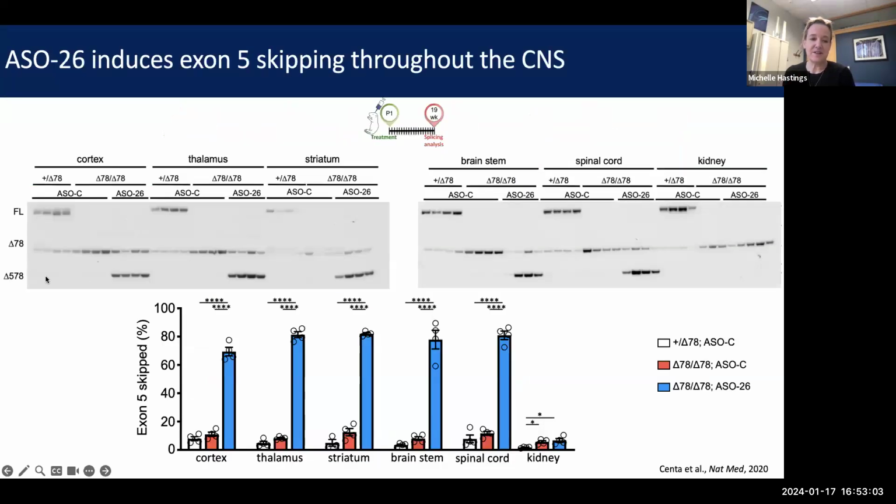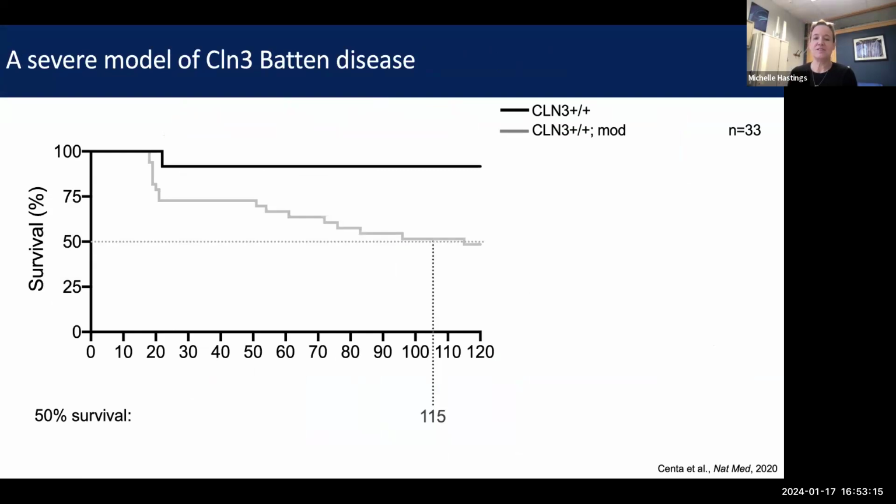And this is the RT-PCR of these different brain regions. You can see we get really good skipping here, and here it is quantitated. And so the oligos work phenomenally well. And then we did a number of behavioral analyses also, and this is really just one of those.